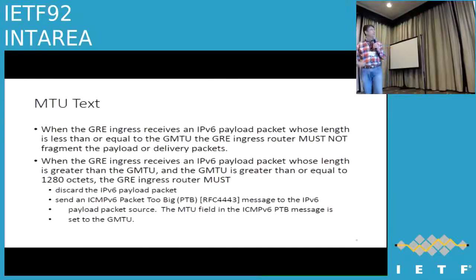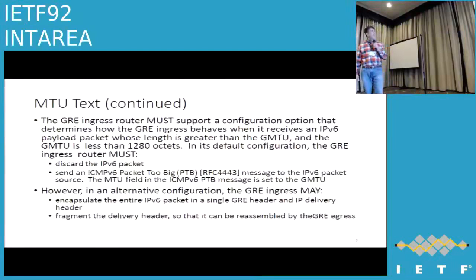Next slide. And when you need to fragment and the GMTU is less than 1280, then you have a choice. By default, you drop the packet and send an ICMP packet back to the source. However, you have a configuration option on the ingress that says, rather than doing that, I'm going to encapsulate the payload in a single GRE header and fragment the delivery header. The default behavior is to drop the packet and send an ICMP back to the source. The non-default behavior is to fragment the delivery header.